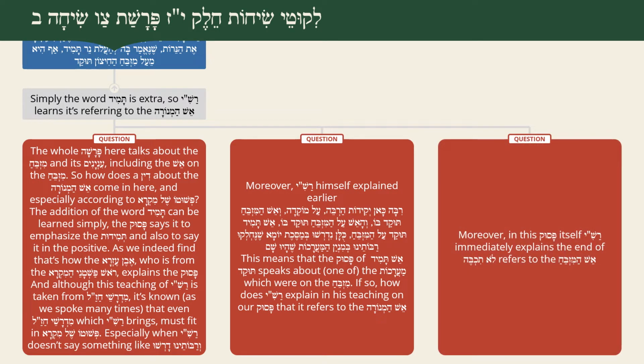And to add to this question even further, moreover, in this pasuk itself, Rashi immediately explains the end of Lo Sichbe, those words, Eish Tamid, Tukad al Mizbeach, Lo Sichbe, and Rashi explains that it refers to the Eish HaMizbeach. So in this very pasuk itself, Rashi tells us that it's referring to the Eish HaMizbeach. So how do we understand our Rashi that says that it's referring to the Eish HaMenorah?